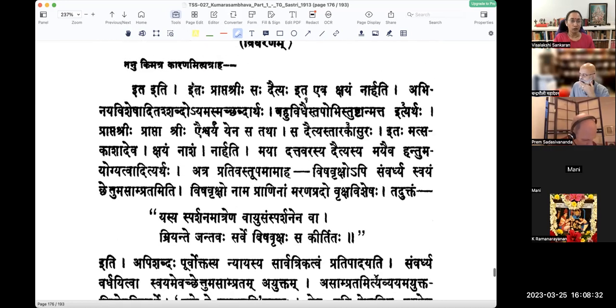Vyakhyanam: nanu kim atra karanam ityatra aha. Why Brahma himself will not get into the creation, the reason is given in this shloka. Itaha praptashrihi sa daityaha ita eva kshayam na arhati, abhinaya visheshat itaha shabdaha ayam asmat shabdarthaha. You take itaha as ayam: I am the cause, ahameva tasya nashasya karanam katam bhavami.